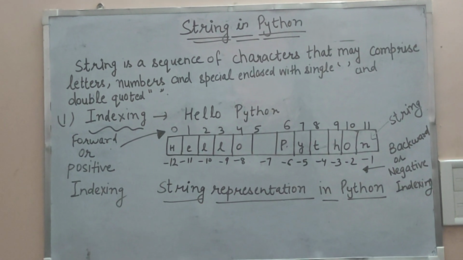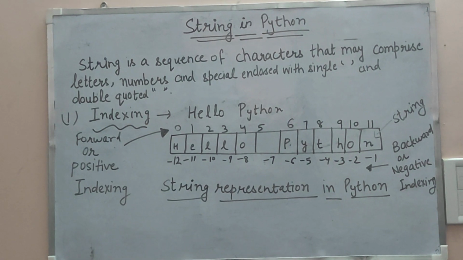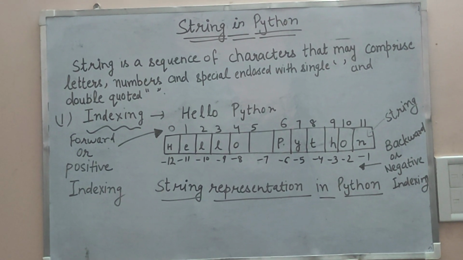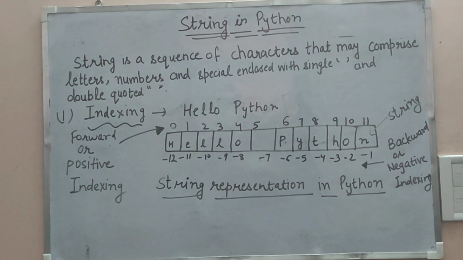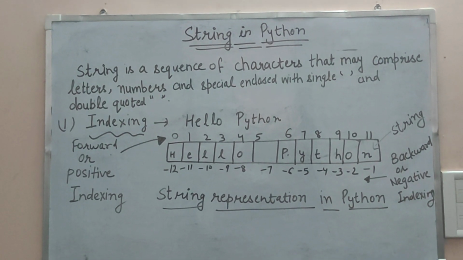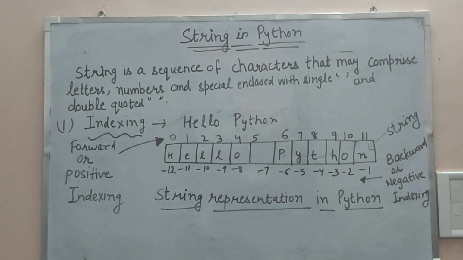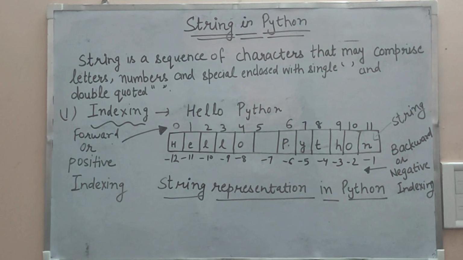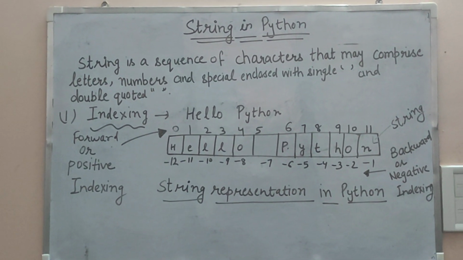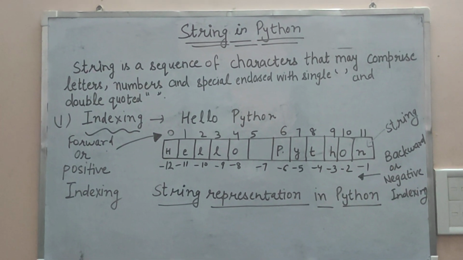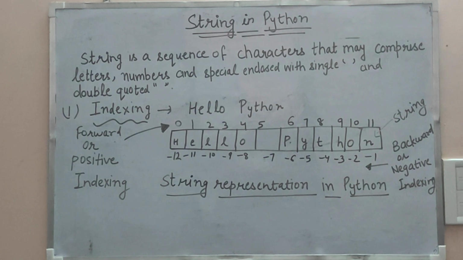The space is also considered like a tab, right? It is not considered invisible. It is always counted in the Python library. So if you give any kind of space in any program, it will also be considered like the other letters. After that there is 6 7 8 9 10 11, and at 11 there is an n, right? So this is forward indexing.